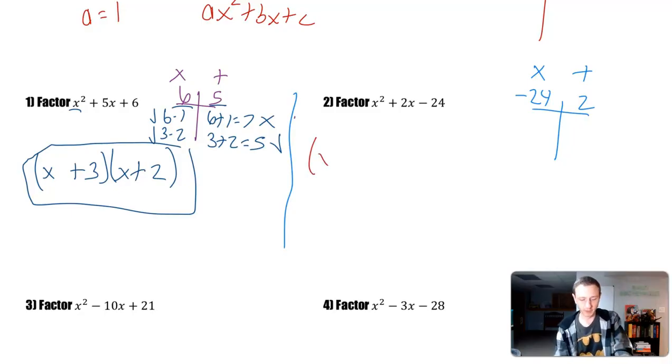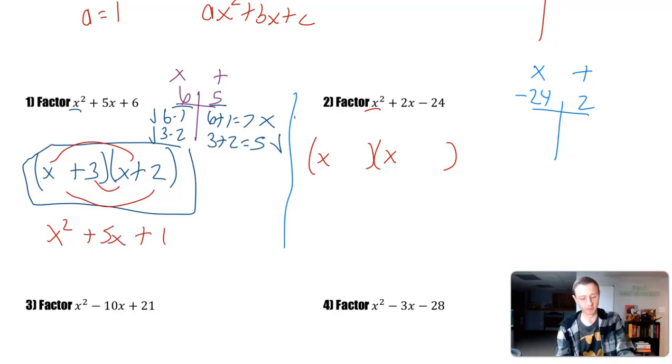So first of all, I know it's going to be x and x because this is x squared, so that's x times x. Because when we multiply this back out, remember, x times x is x squared, and then we do the middle terms, 3 and 2, so then we end up with 5x because 3x plus 2x, then 3 times 2 is 6. So we get right back to there. So that's why we have x times x is x squared, and then those middle terms get those x's, and then the final 3 times 2. So that's what we're doing.